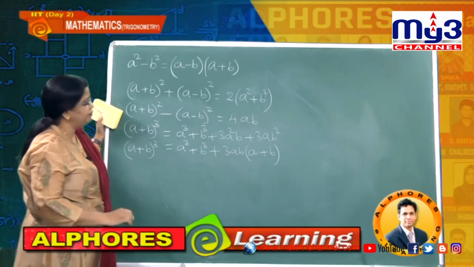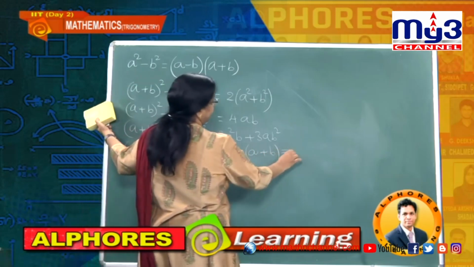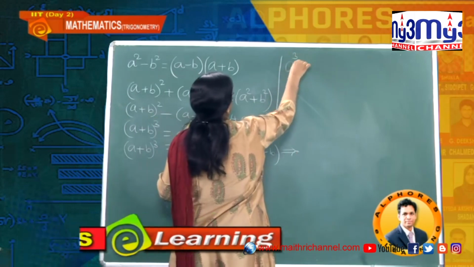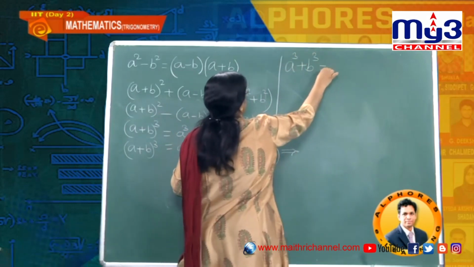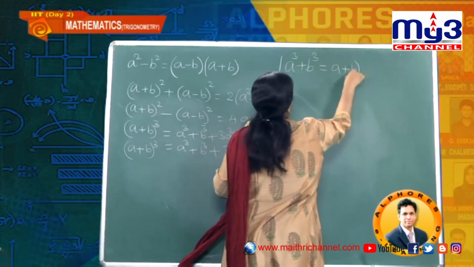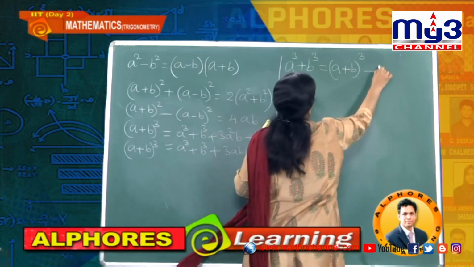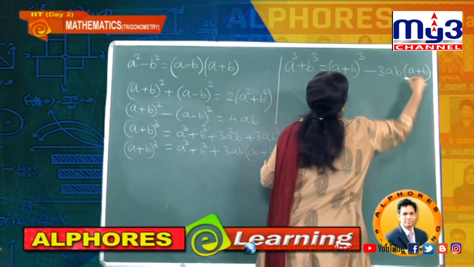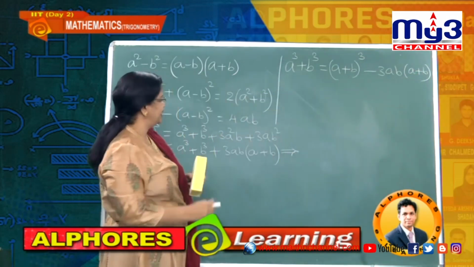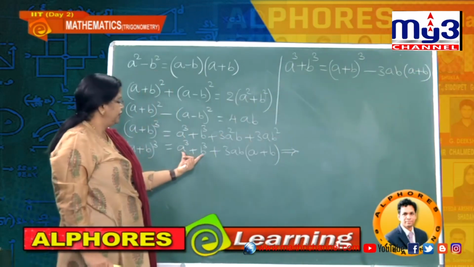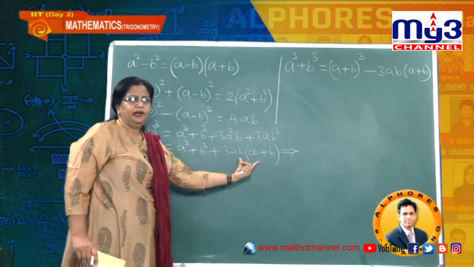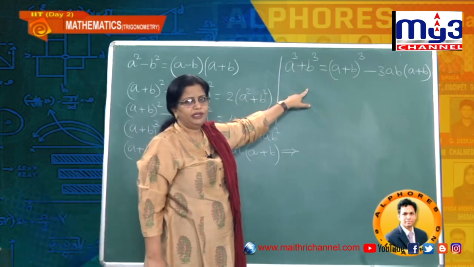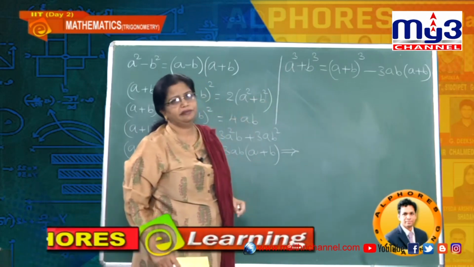And from this formula I will write even a cube plus b cube equal to (a plus b) whole cube minus 3ab into (a plus b) also. So this one also you can make use of. From this formula, a cube plus b cube, take this entire term to this side and thereby I can write in this way. What is the advantage if I write in this way?